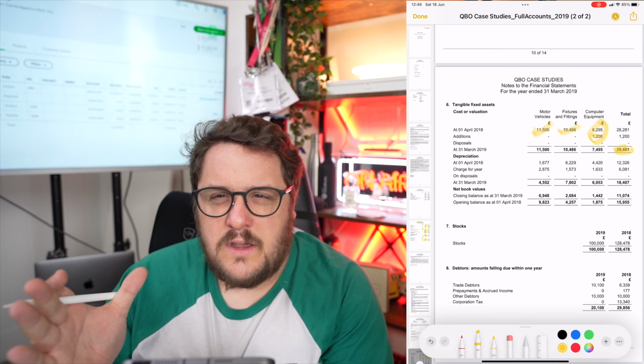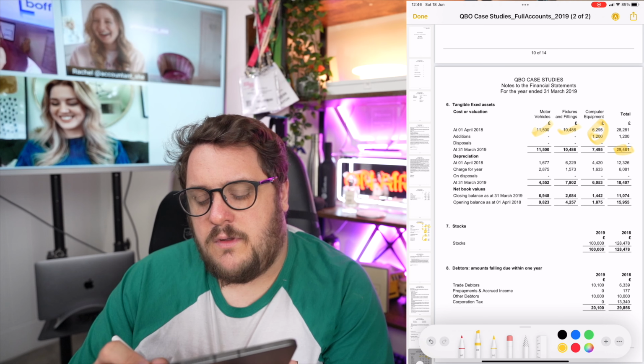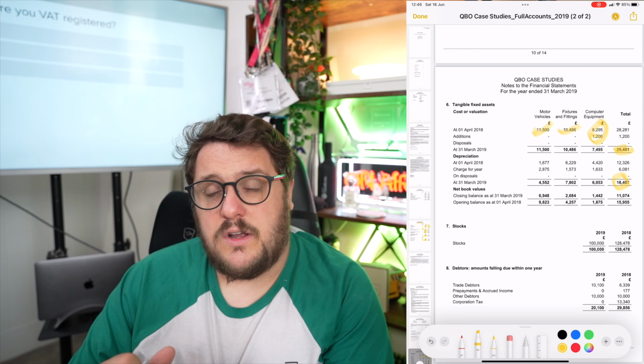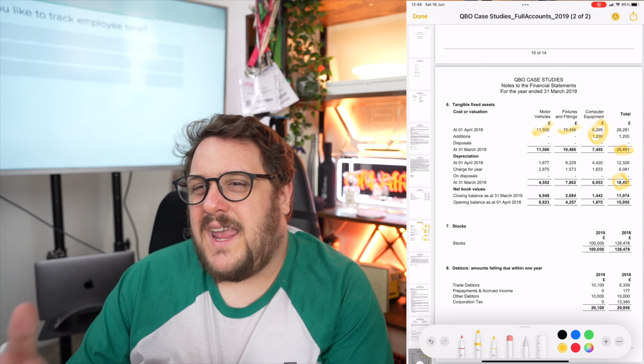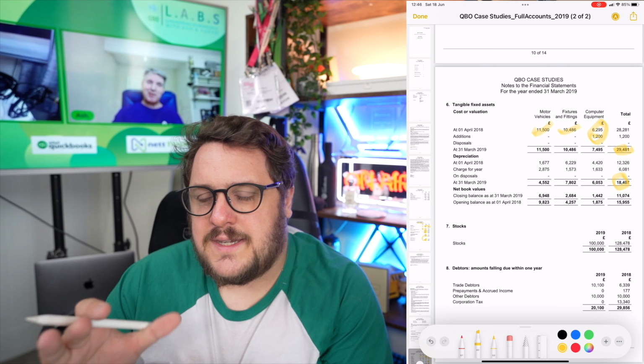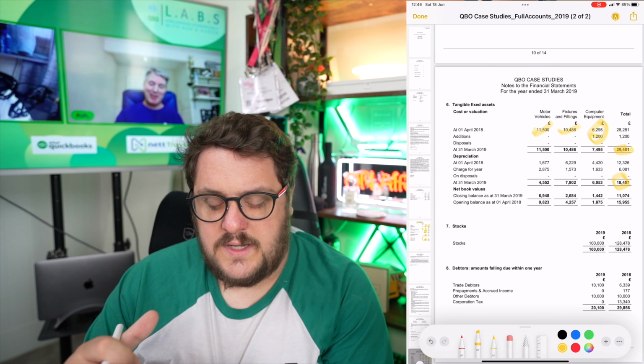Remember, we're trying to spread those assets over multiple years. Well, this is how much we've spread. Take one away from the other, that's how much we've still got to show on our profit and loss account. In theory, that should be what the value of those assets would be. We'll never be quite that exact, but that's what we're trying to achieve with this.